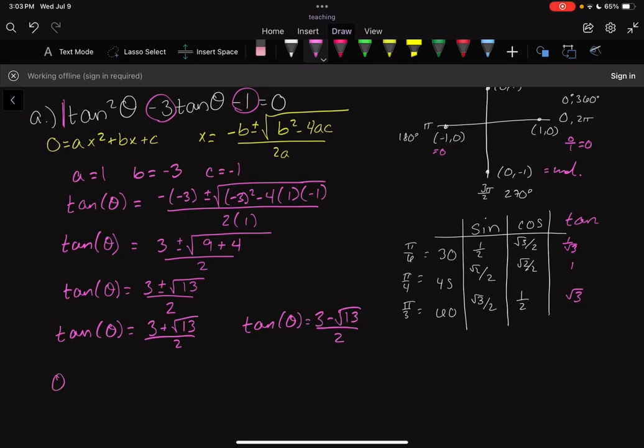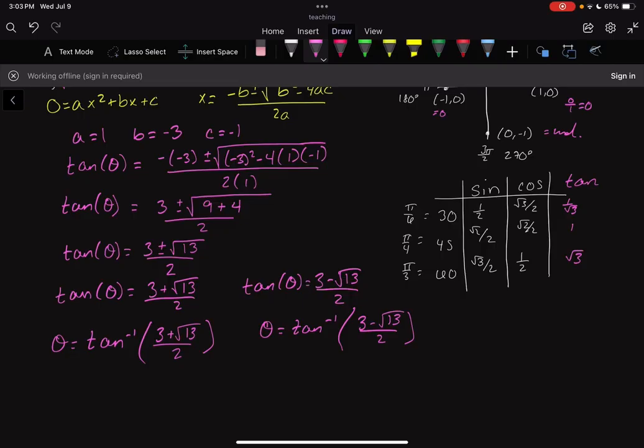So my answers here, I have theta equals tangent inverse of 3 plus root 13 over 3. Sorry, not over 3, over 2. Over here, I would have theta is equal to tangent inverse of 3 minus root 13 over 2. So I need to type both of these in, and I'm going to do that really quick and see what I get. If I know where my calculator is on my desk, here it is.